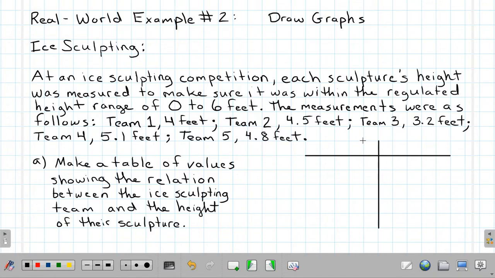Now, here's the part that we have to be careful of. This is going back to last section when we were talking about independent versus dependent variables. Well, what are the two variables we have here? We have a relation between the ice sculpting team and the height of their sculpture. So we need to know which one is going to be put where. Is the team going to be put over here for the independent variable, the x coordinate, or is it going to be the y coordinate, the dependent variable? If you remember when we talk about tables, normally it's independent variable on the left, dependent variable on the right. Well, here's where we got to think: which one depends on the other? The height of the sculpture depends on which team sculpted it.